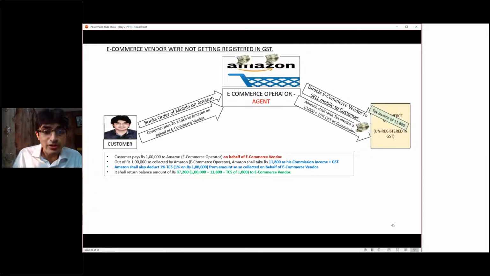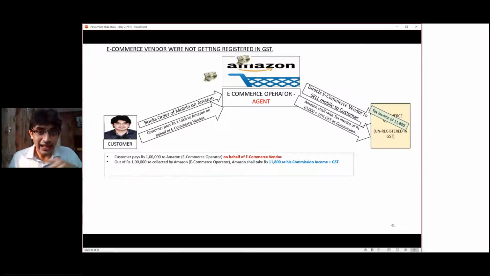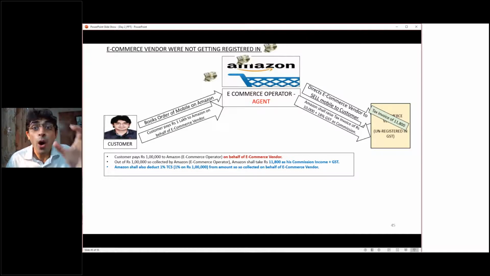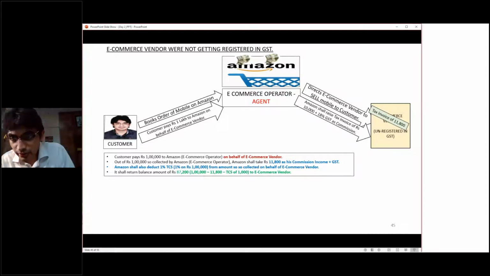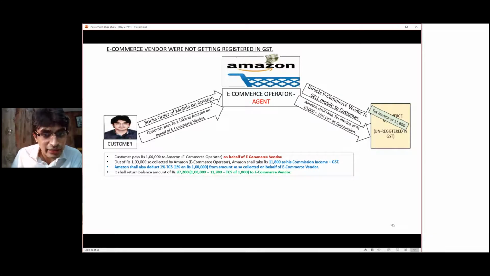So what Amazon did: out of the 1 lakh I had paid, it will deduct the commission of 11,800. That is the same. Plus Amazon will deduct 1% TCS on 1 lakh, 1000 rupees. And only the balance 87,200 it gave to the vendor. Now, vendor, if you want that 1% refund, only if you have a GST number are you going to get this refund of 1,000. Whatever TCS is deducted, when will you get the refund? When you have a GST number, else forget it.